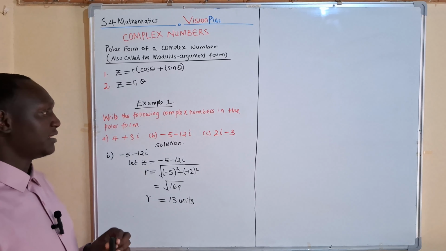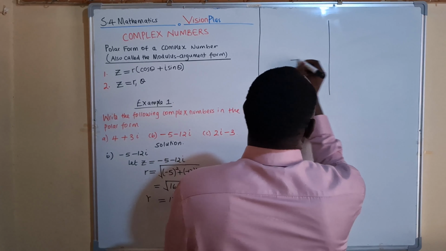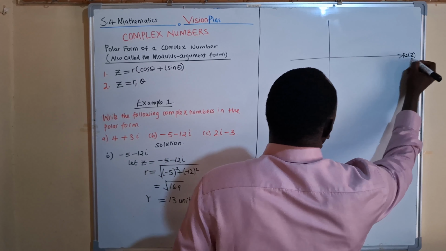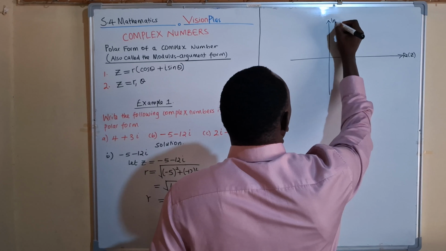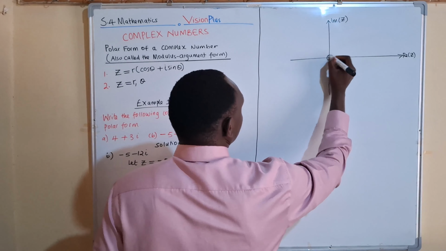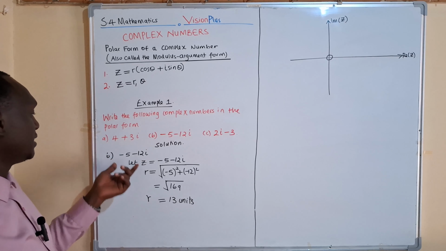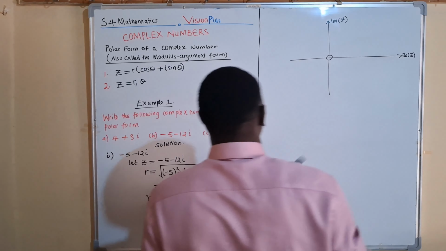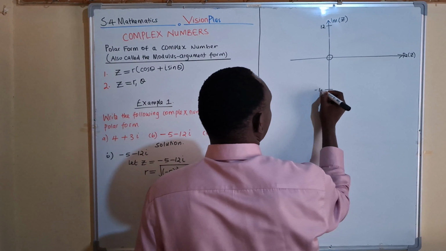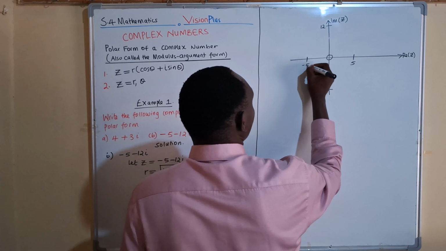After this, we need to find the argument. So we come and draw our Argand diagram in that format. This is the real part of z. This is the imaginary part of z. And then this is the origin at the center. Now we need to indicate negative 5 and negative 12. Negative 12, this becomes the positive. This is the negative side. Then 5 is somewhere here, and negative 5 is around there.